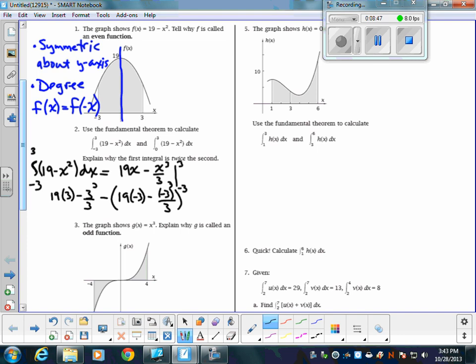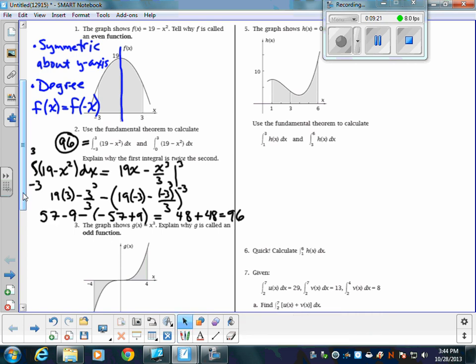And when I evaluate this further, I get 57 minus 9 minus negative 57 plus 9. And if I simplify that a little bit more, I end up with 48 plus 48, which is 96. So this first definite integral is 96. Now I'm going to run out of room, so I'm going to erase part of what I have here, and I'm going to move on and do the next one.